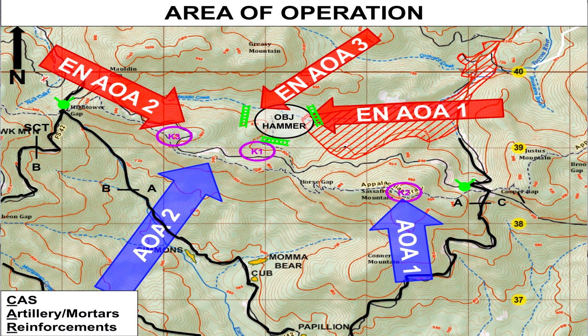So as we put this together, we're going to understand that we want to have enemy avenues of approach, and we also want to have friendly avenues of approach so that we can understand where the enemy's reinforcements may come from and where we can bring in our support.